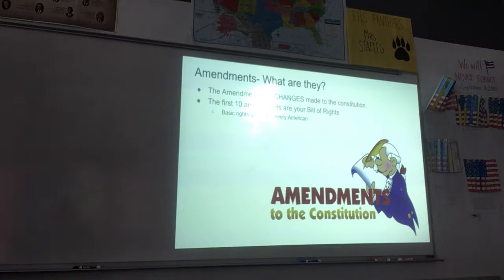All right, 27 amendments. What are they? There's nothing you have to write down just yet. Okay. Amendment is a fancy way of saying change. So they made changes to the original document, which was the Constitution, and the way they call that is just an amendment.